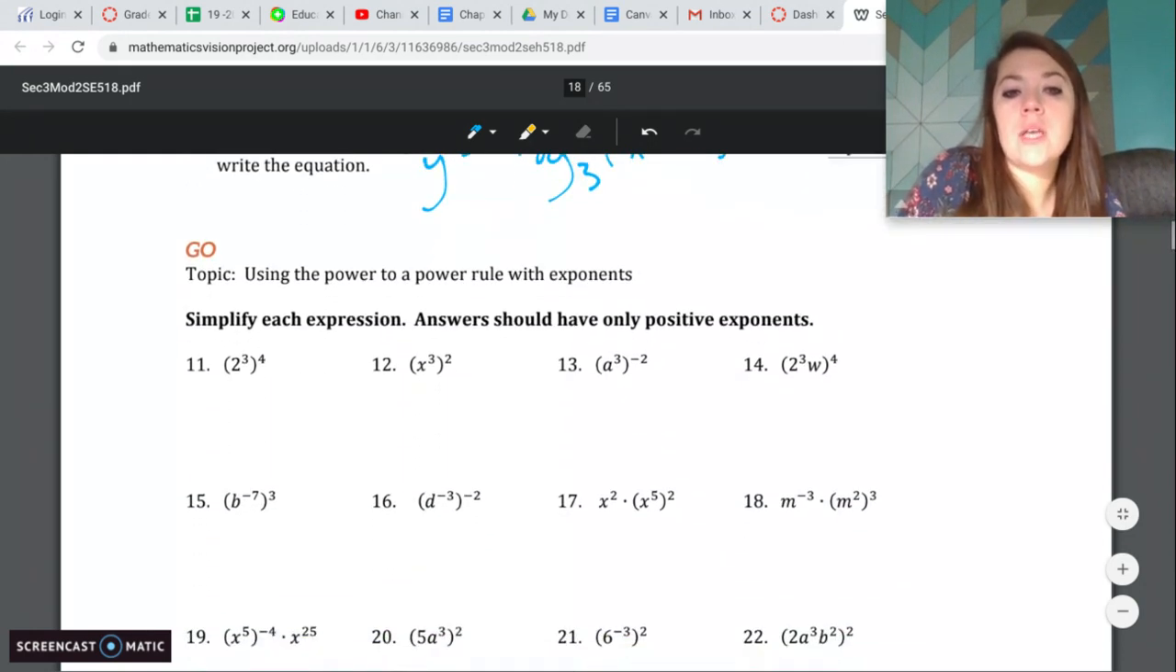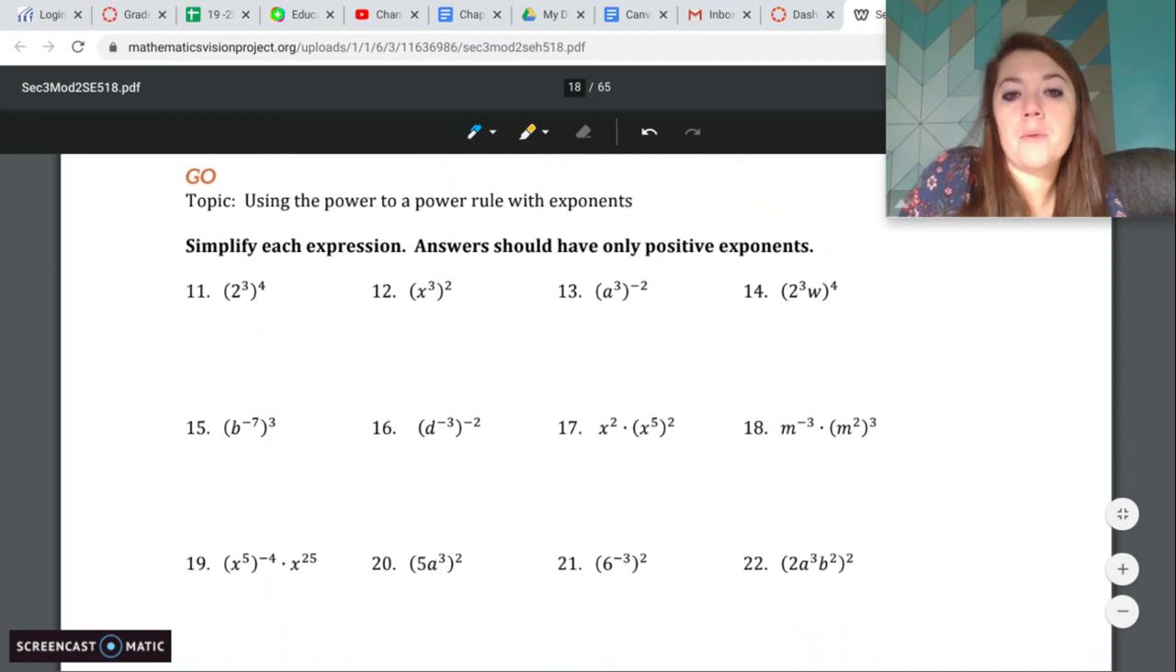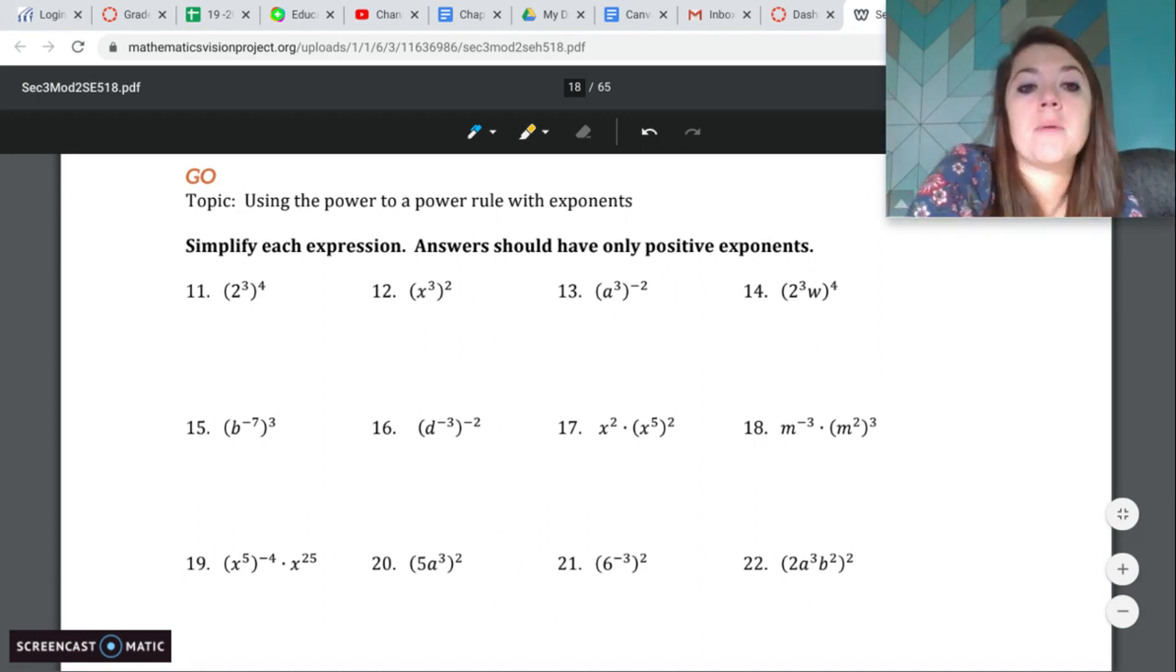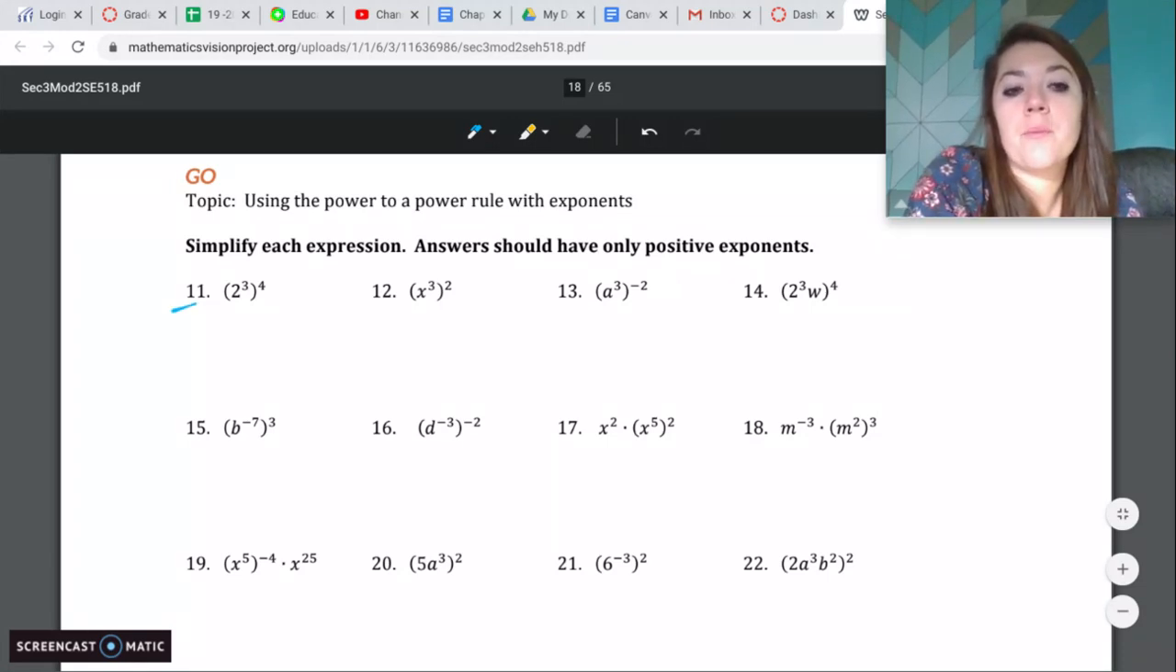All right, using the power to a power rule with exponents to simplify each expression, answers should only have positive exponents. So for these, every single one of these, you are going to multiply your exponents together. And some of them you may have to do some adding too, but most of them are all going to be multiplying. So for 11, we have 2 to the third to the fourth. We multiply 3 and 4, so we have 2 to the 12th.